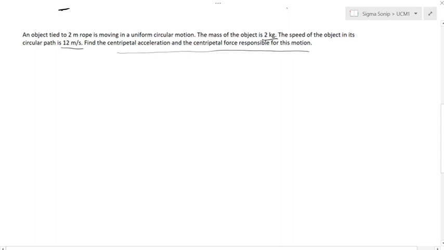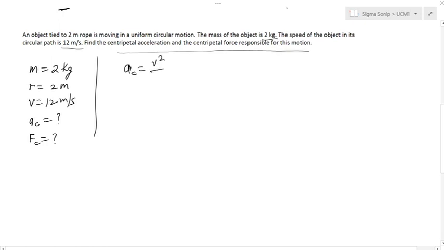So as per the best practice, we normally list the quantities that are given there. So we have m is equal to 2 kilograms, r is equal to 2 meters, and v is equal to 12 meters per second. We need to find AC and we need to find FC. All right, so AC is equal to v square over r.